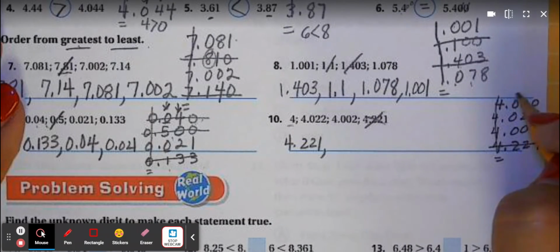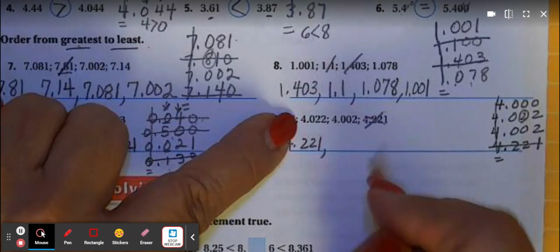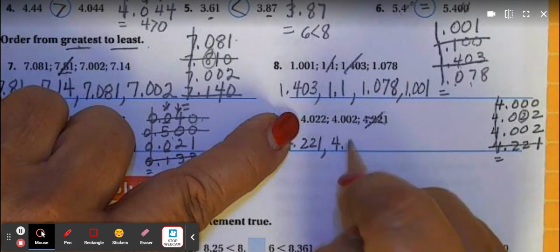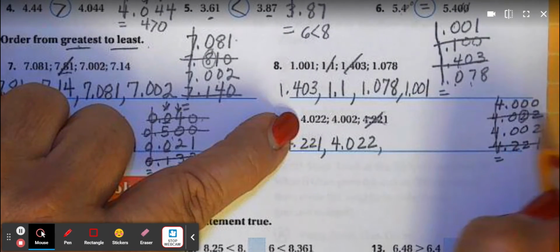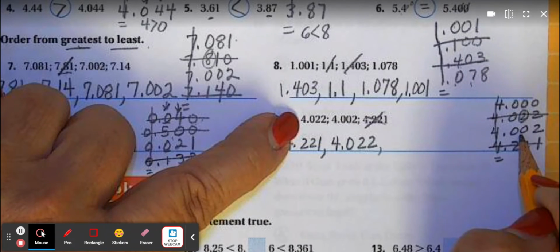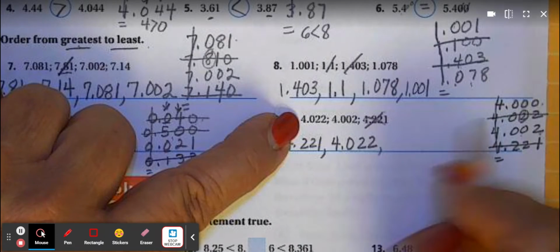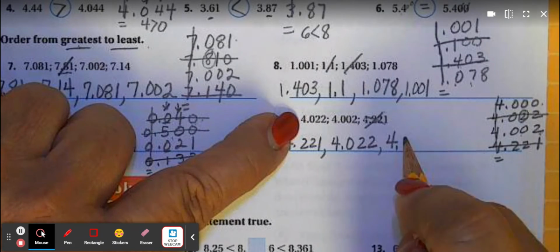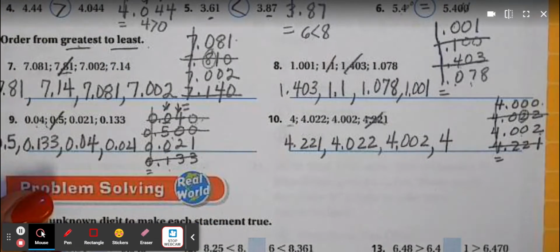Cross that out, cross that. Because they're all zeros, I'm moving over to the next place value, and I see a 2 here. So I'm going to write that number, 4 and 22 thousandths. Cross that out. And I have 2 zeros, so I'm moving over to the next place, and it's going to be 2. There's a 2 and a 0, so the next largest number is 2 thousandths, leaving me with 4 as the smallest number.